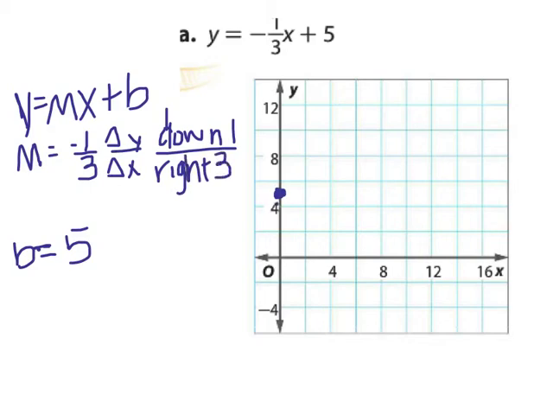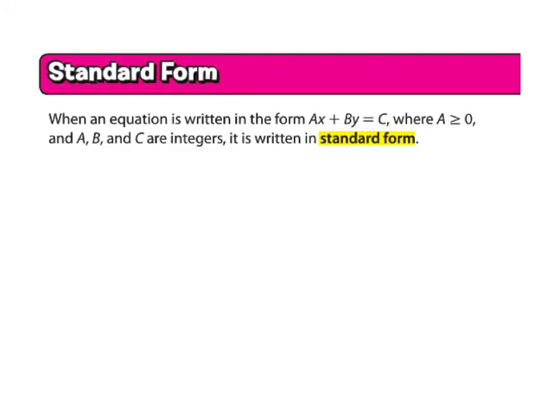So down 1, right 1, 2, 3. Can do it again, down 1, right 1, 2, 3. And we can keep going, but I would do at least 3 points, just to make sure that you drew your line correct.